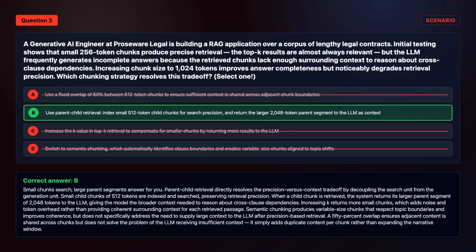A 50% overlap ensures adjacent content is shared across chunks, but does not solve the problem of the LLM receiving insufficient context. It simply adds duplicate content per chunk rather than expanding the narrative window.